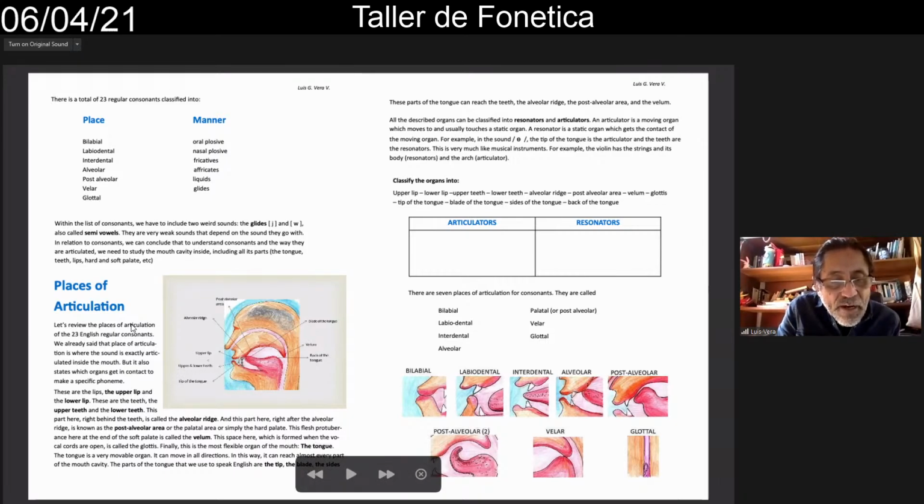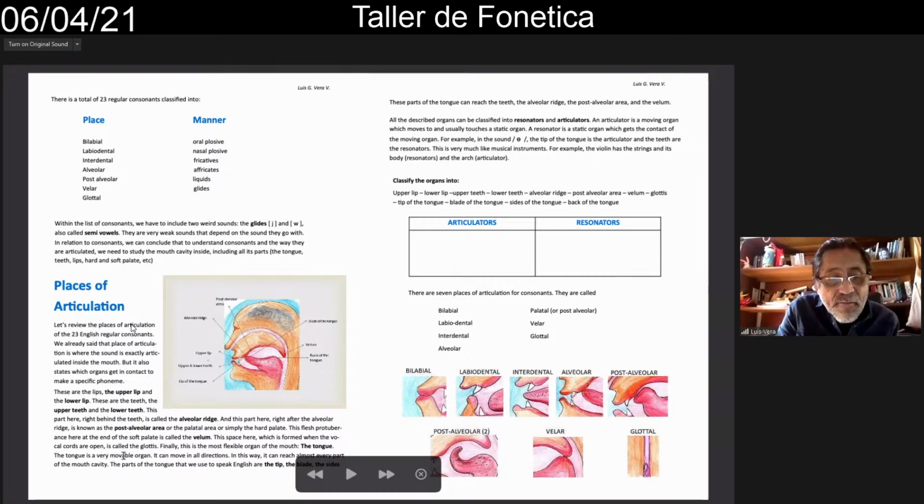This part here, right behind the teeth, is called the alveolar ridge. And this part here, right after the alveolar ridge, is known as the post-alveolar area, or the palatal area, or simply the hard palate. The flesh protuberance here at the end of the soft palate is called the velum. This space here, which is formed when the vocal cords are open, is called the glottis. Finally, this is the most flexible organ of the mouth, the tongue.